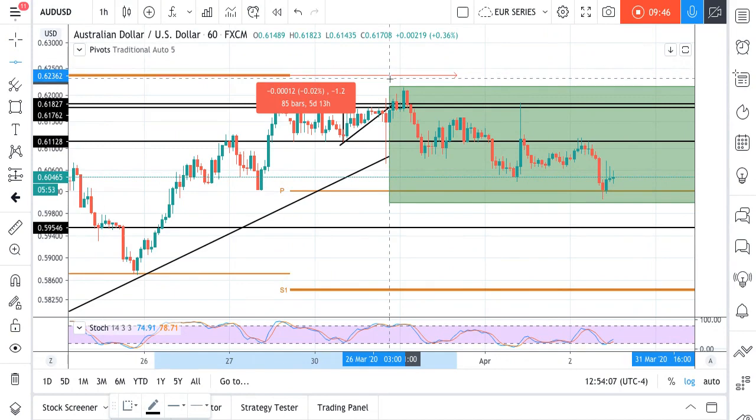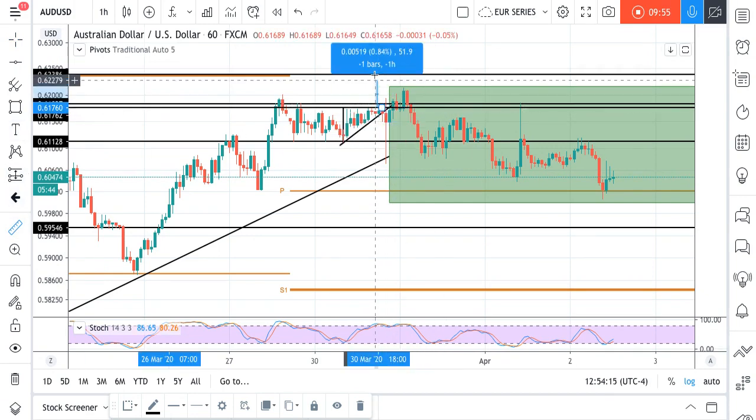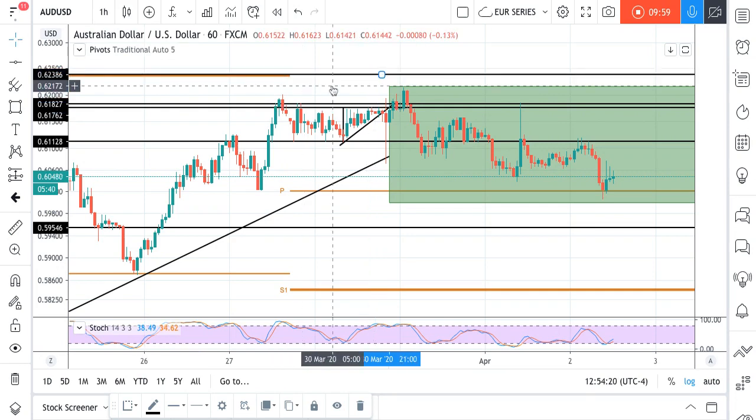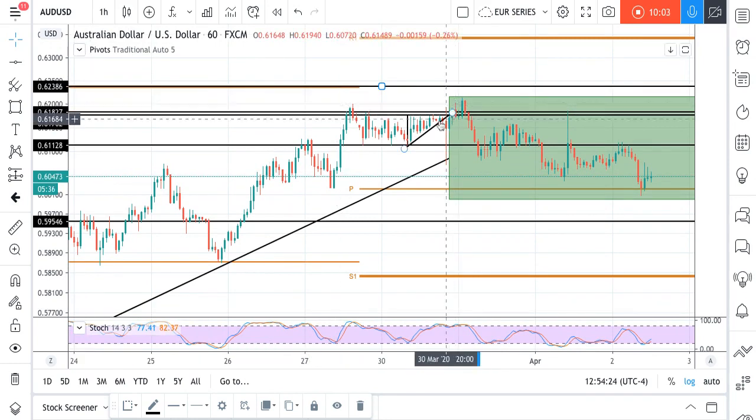And that is 0.6238. That is approximately 60 pips from the top of the wedge, okay? 60 pips from the top of the wedge. So when I see this action in here, price continues to condense, and it gets smaller and smaller, that's when price is getting ready to break out.